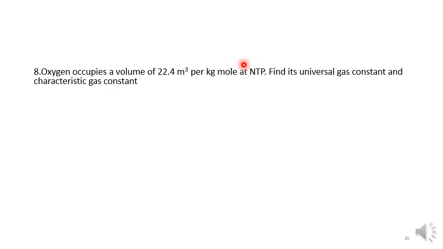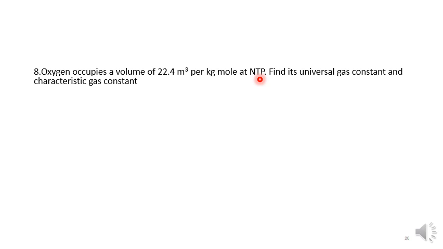And they mentioned it is also NTP conditions. NTP conditions is nothing but the temperature at 0 degree centigrade. So 0 degree centigrade in Kelvin is 273 Kelvin, and the pressure is 760 mm of mercury. So we can write the 760 mm of mercury as 101.325 kilonewton per meter square.